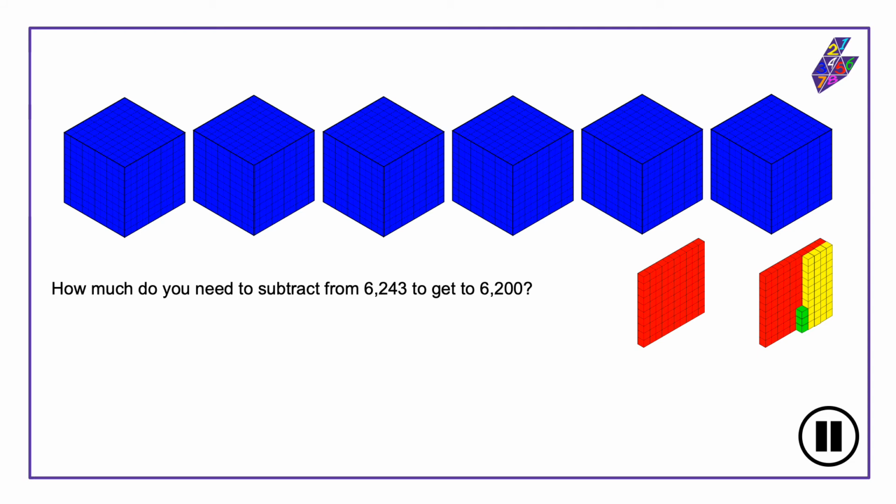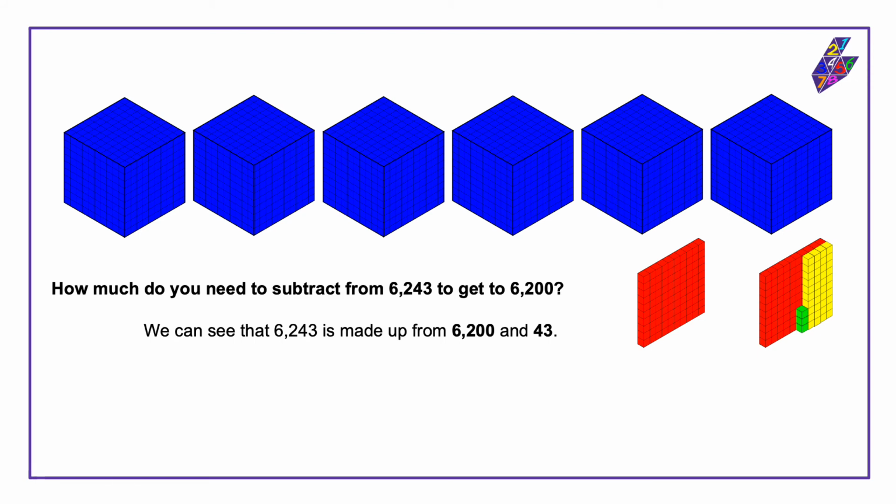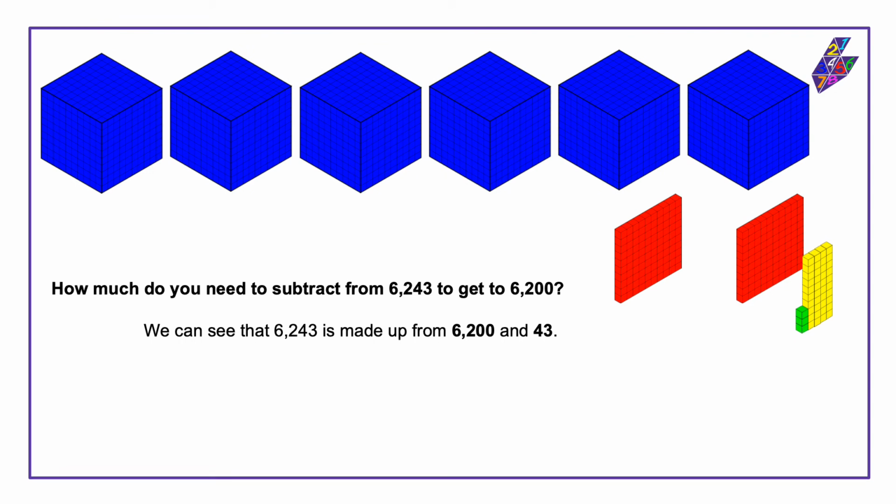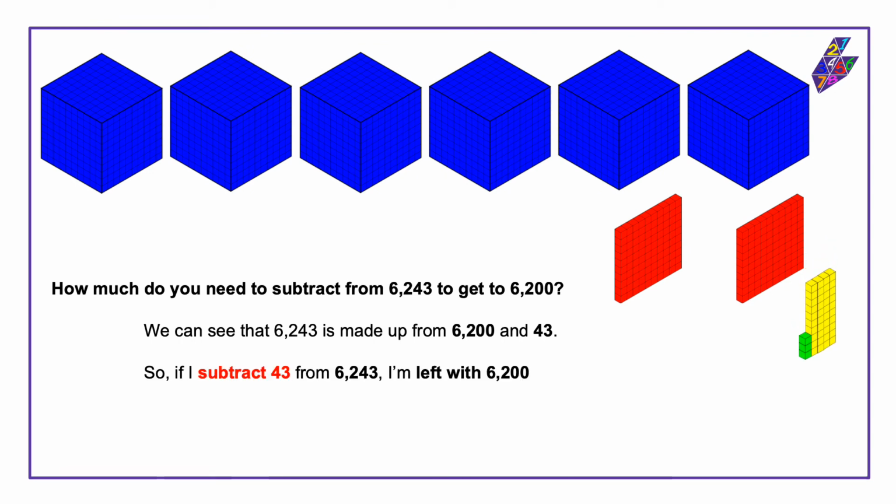How much do you need to subtract from 6,243 to get to 6,200? We can see that 6,243 is made up from 6,200 and 43. So if I subtract 43 from 6,243, I'm left with 6,200. You can record this as an equation. 6,243 minus 43 equals 6,200.